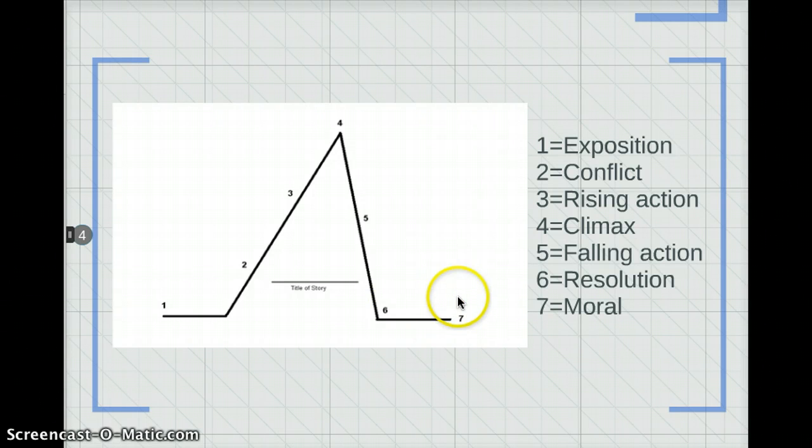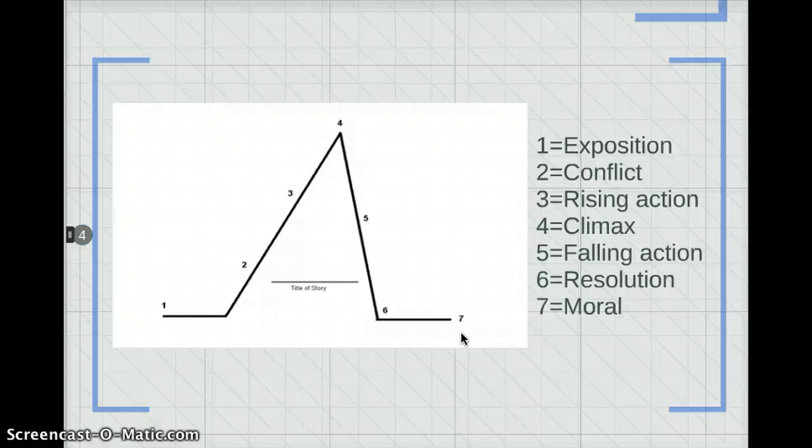And number seven here is our moral. Now, not all short stories will have a moral, but chances are that in most stories we can come up with some kind of lesson that the character learned or that we as the reader learned, okay? And that's where you find it, normally at the end of the resolution or after the resolution at the end of the story. Okay? So that is your background on short stories.